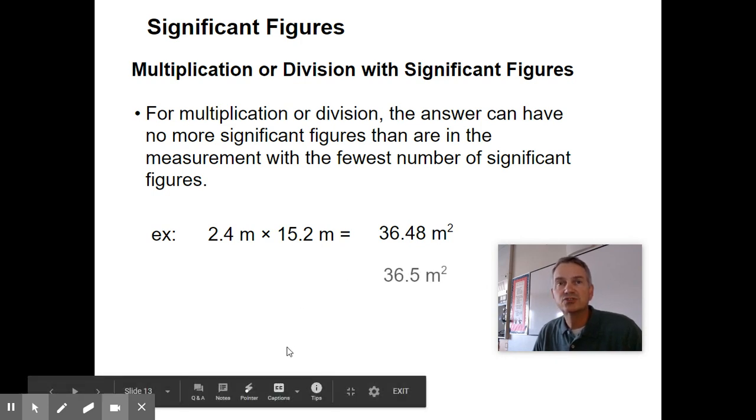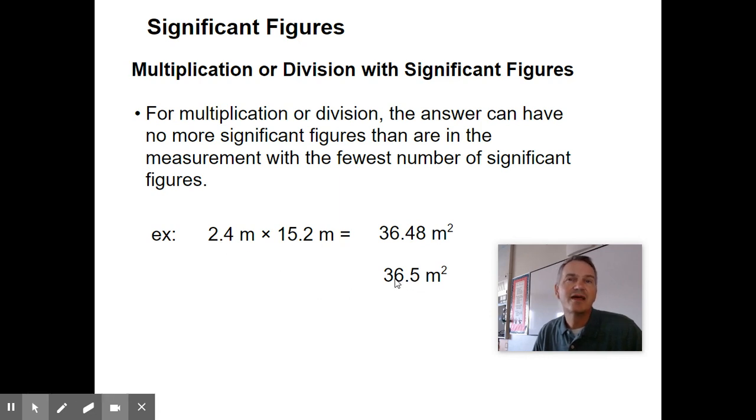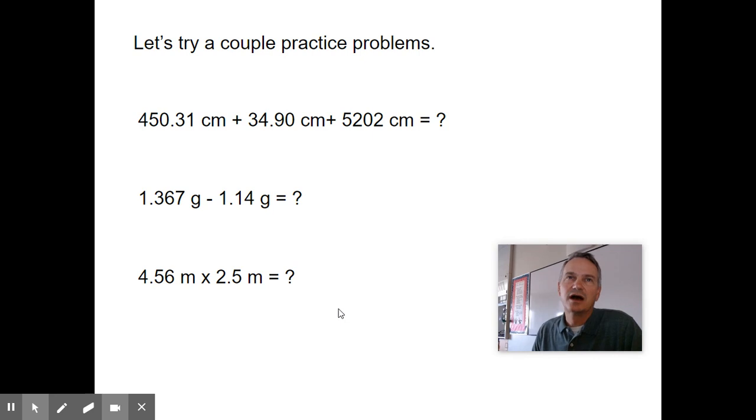So we're going to drop, let's see, whoops. That should be, I goofed up. That's going to be 37. So I will fix that on the PowerPoint. But since this has 2 and that has 3, we should have 2 significant figures. So I will change that to 37 meters squared. Okay, 37 is the correct answer for that. Sorry about that, guys. So let's try a couple practice problems. Go ahead and pause the video, write these problems down, and we will go over the answers.